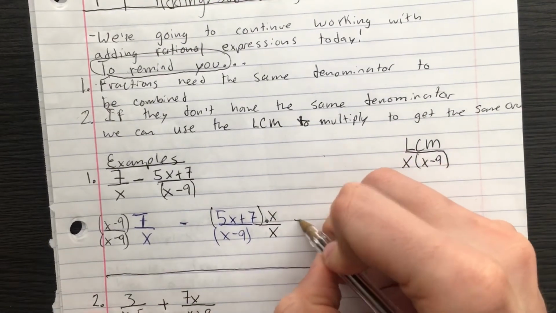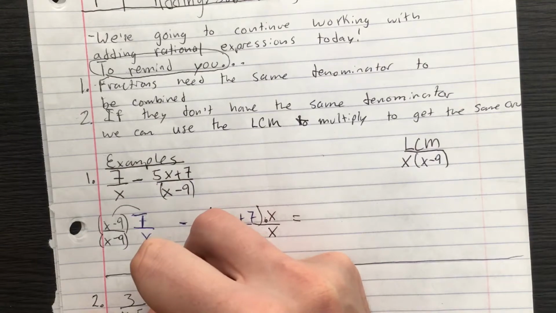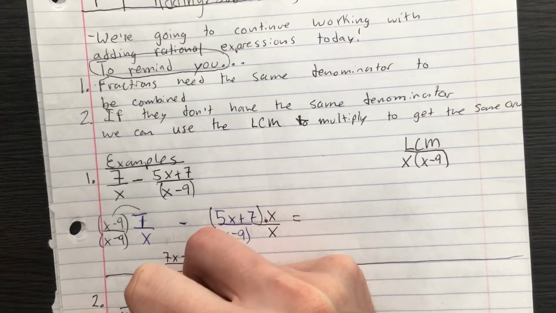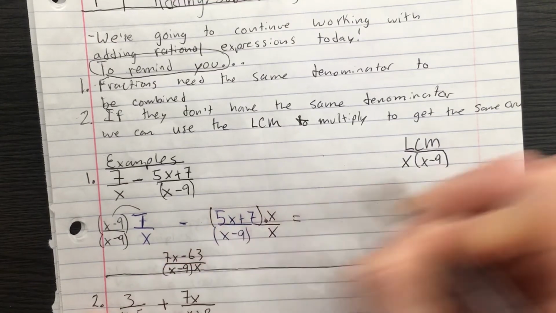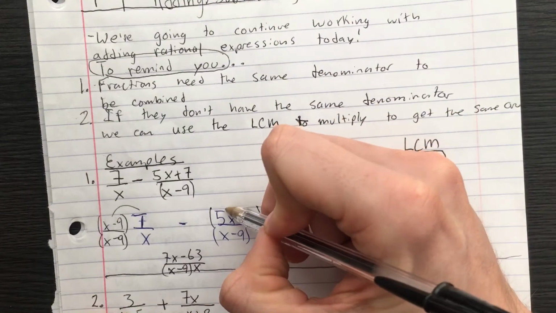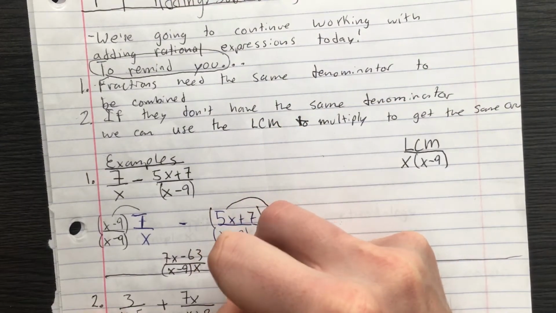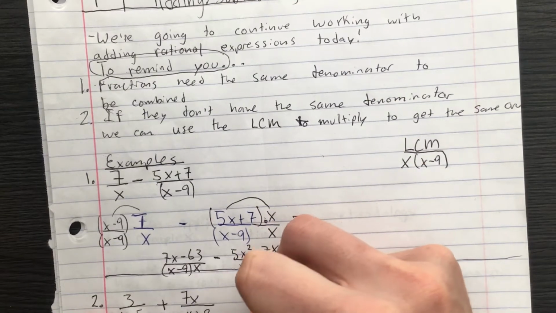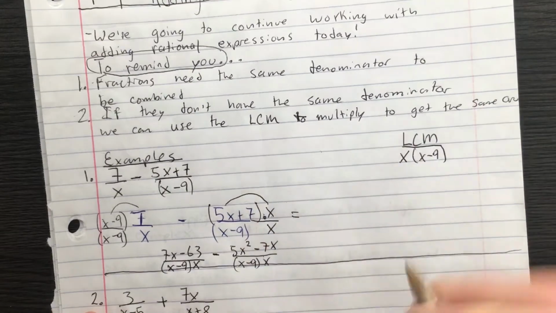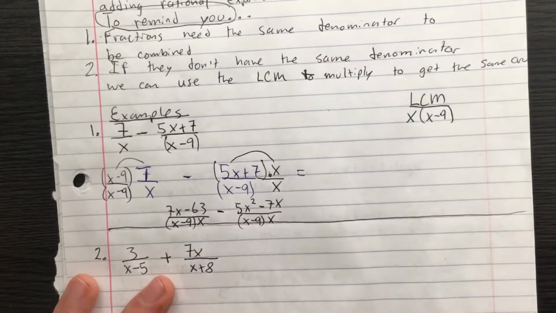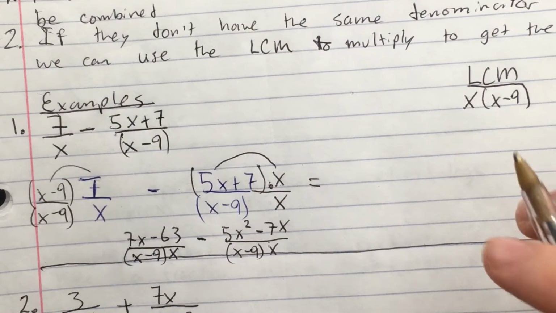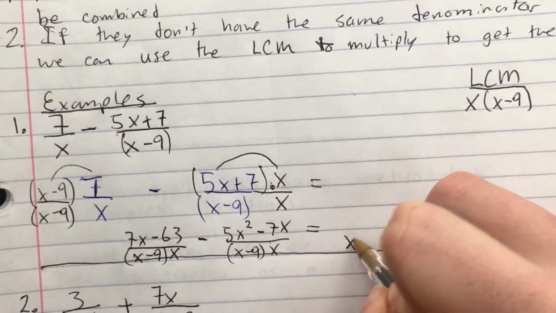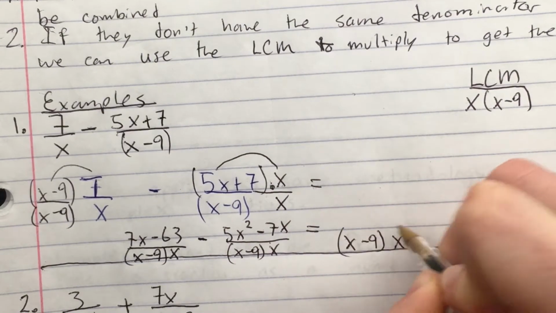So if we distribute here, this is going to give me 7x minus 63 divided by x minus 9 times x. The numerator for the second one is going to be minus 5x squared minus 7x over x minus 9 times x. And so now we've got these things to the same denominator. So now it's just basic subtraction. The denominator is going to remain the same. We're going to say the denominator is x minus 9 times x.